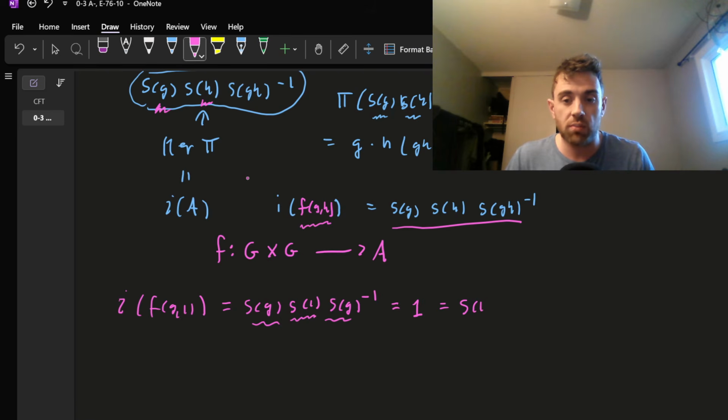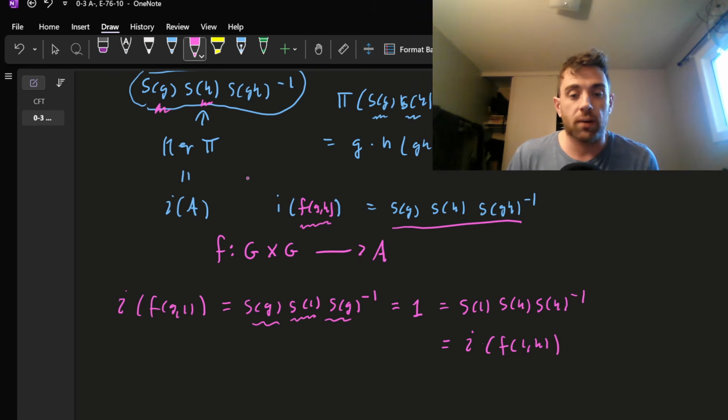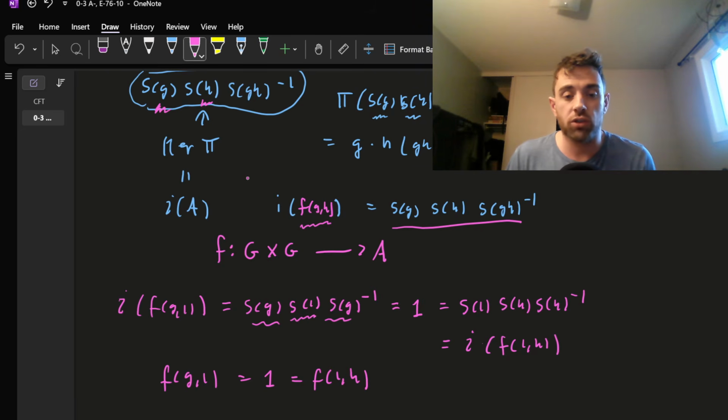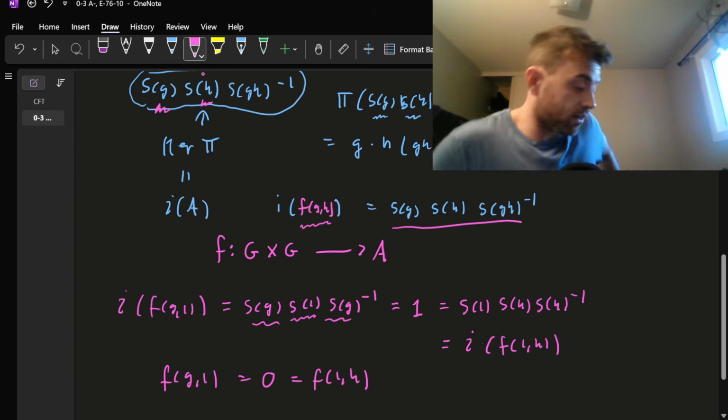So this is the identity. And this is the same as writing S(1) S(h) S(h) inverse, which would be the image of I under f(1,h) by definition. So the point is that because I is injective, we know that both f(g,1) and f(1,h) are equal. These must be the identity. And actually, I'm going to write this as 0 because A is an abelian group, so I prefer to write that notation additively.